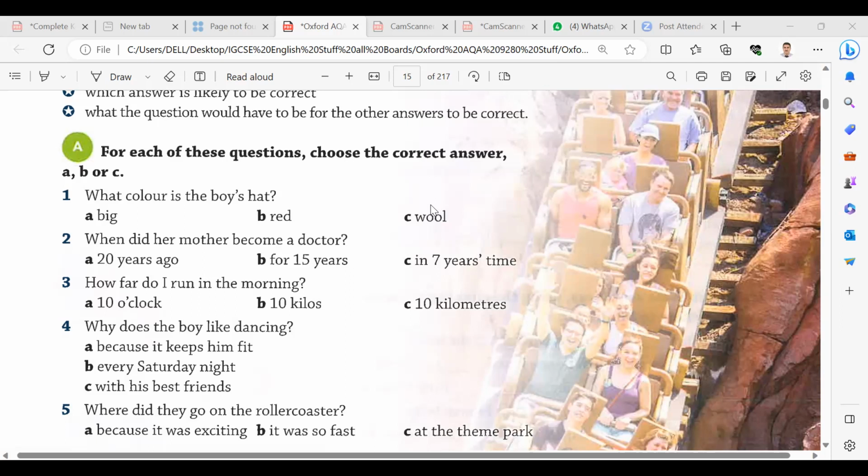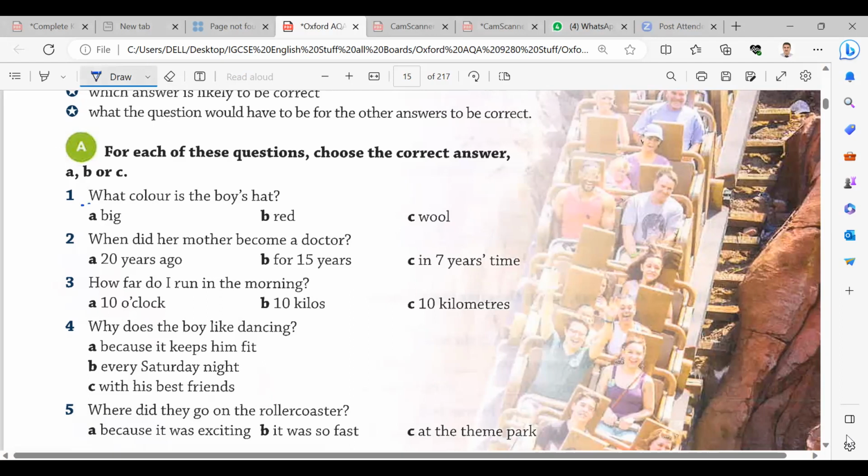It's red. Why, Khalid? Why is red the right answer? Because big refers to size and wool refers to the material, which is completely different from the question. Exactly. So the keyword here is what color, so the right answer must be a color. But wool is material, big is related to size, wrong answers. So the only correct one is red. Yes, perfect, Khalid. That's why, ya shabab, you must read the questions before you listen.